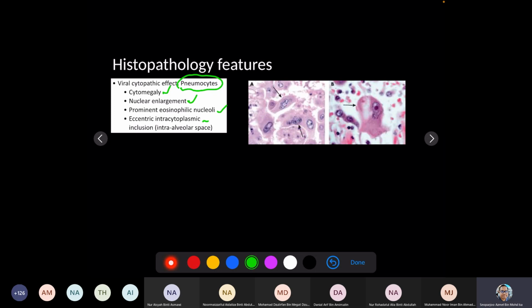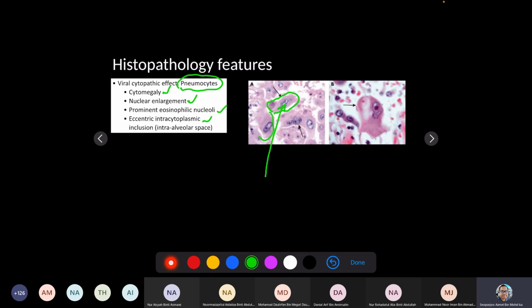So you can see this is one pneumocyte. This pneumocyte is already enlarged. This is a bit difficult to see in this picture because you need to compare with the surrounding tissue, but bear with me. The nucleus is a bit enlarged. So this is the nucleus of the cell, a bit enlarged with the prominent eosinophilic nucleoli.